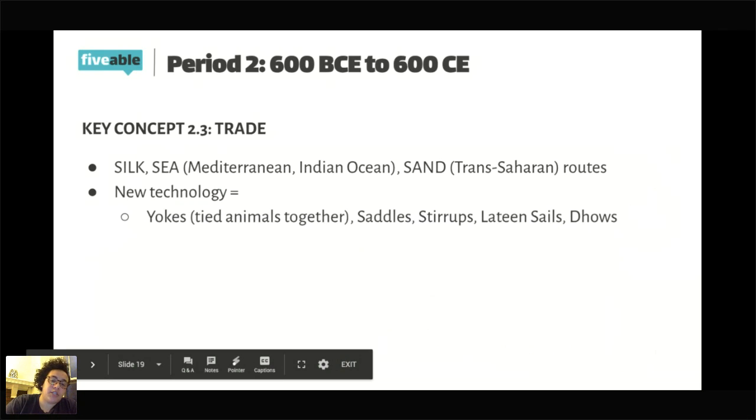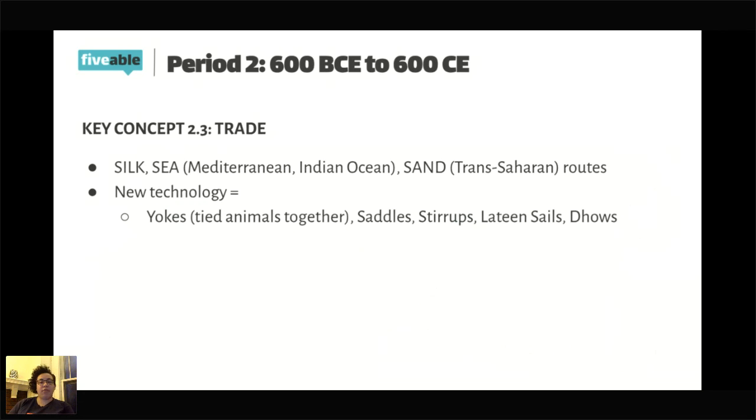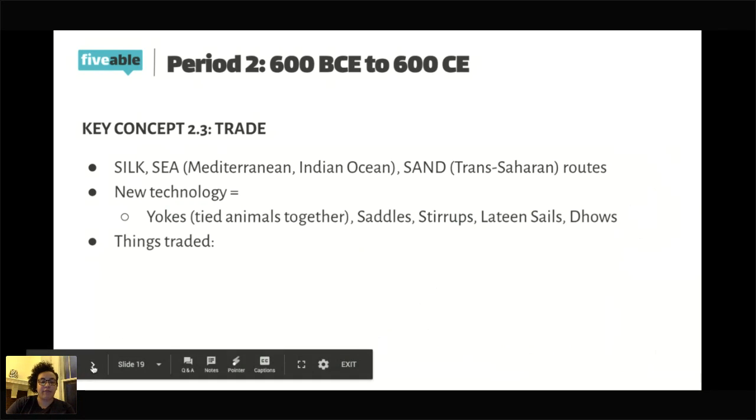Some of the new technologies that are created are yokes, like when you have 2 animals tied together. So instead of using the power of 1 ox, you can use 2. Or things like saddles, stirrups, sails, the dhows and the junks are boats. So really they're innovating with better ways to transport goods, right? That's what all of these innovations have in common. Trade is so good that if we can get there faster, we will make more money. If we can carry more things, we will make more money. Right? So this is pushing people to innovate. They're figuring out better ways to do it with what they have.